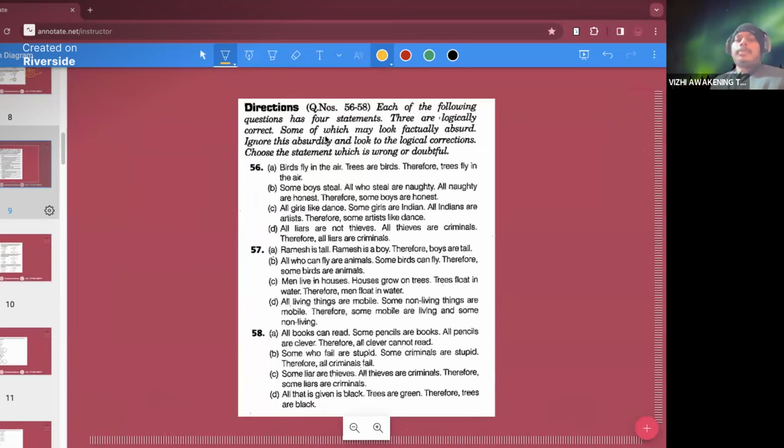Let's read the question. It's a standard rule, question number 56. Even if they say fish flies in air, which is an absurd statement, you have to assume it to be correct. So these types of questions have stopped coming. So for every single option A, B, C, D, you need to draw a Venn diagram so as to decipher it, okay?